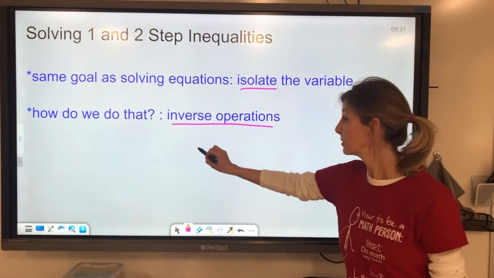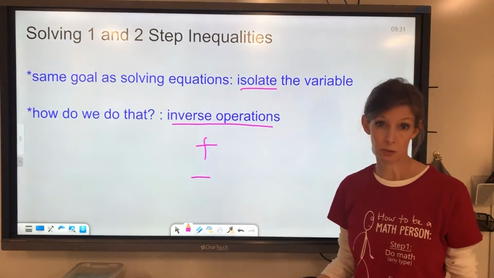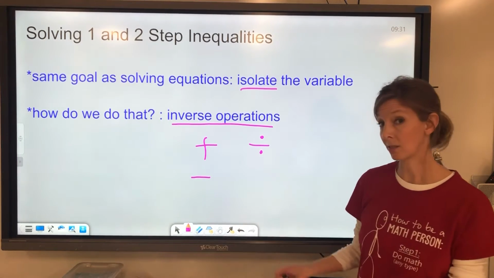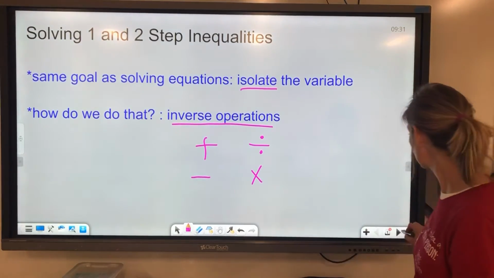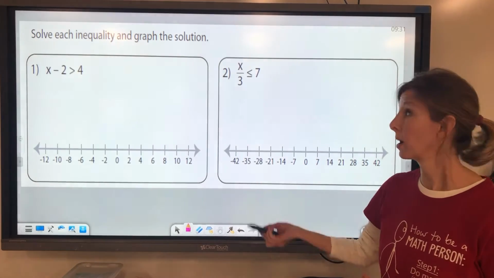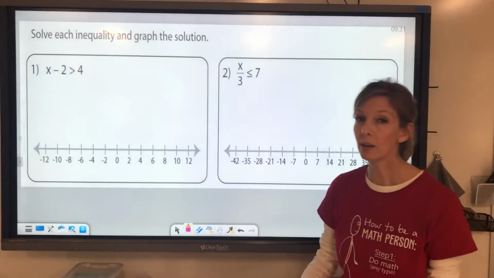So for example, if we have addition, to undo addition, we would use subtraction. If we had division, the inverse operation of that, of course, is multiplication. So let's take a look. The first one says to solve the inequality and then graph your solution. So again, we're going to draw our line.